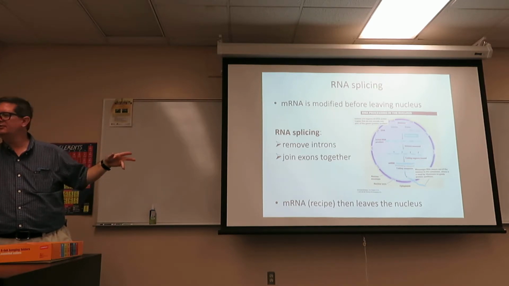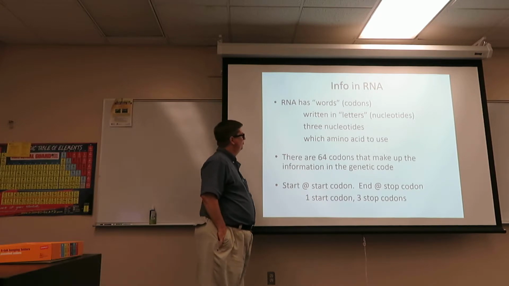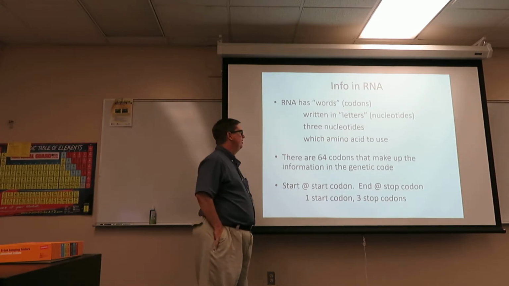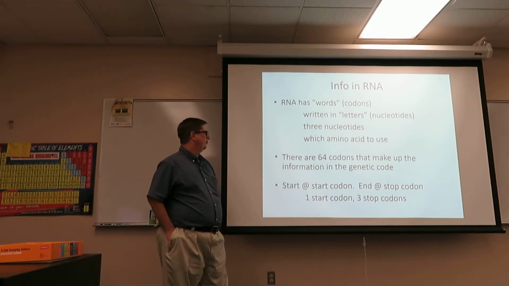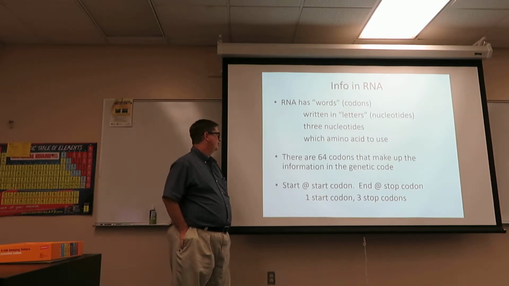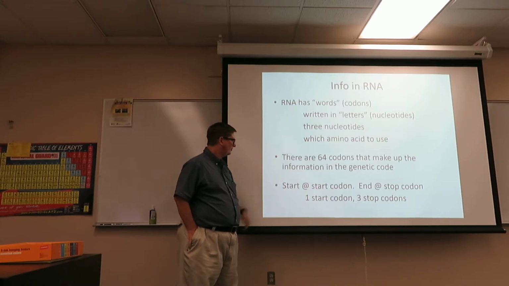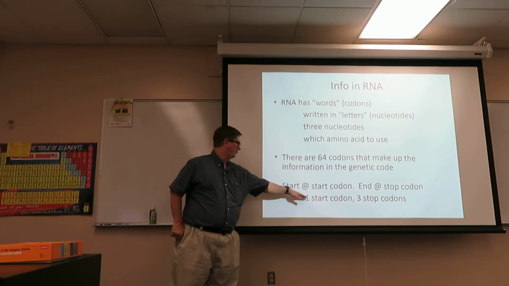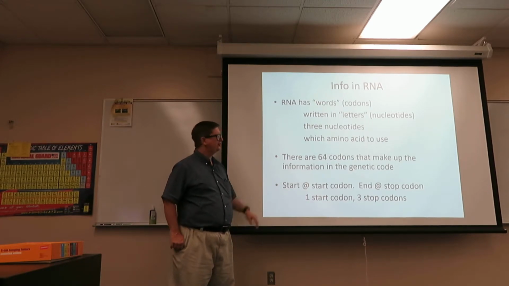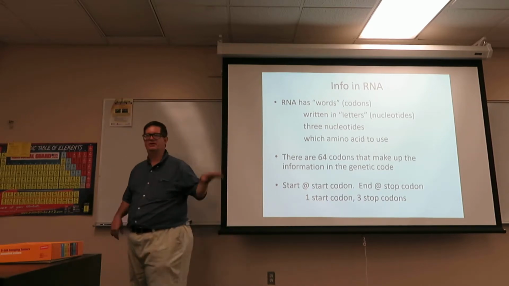Everybody good? All right, RNA is written in codons. Each codon is 3 nucleotides long and it tells you what amino acid to use. There's 64 different codons for the 20 common amino acids. It should say we started at a start codon, we ended at a stop codon. There's 1 start codon, 3 stop codons. Everybody good?